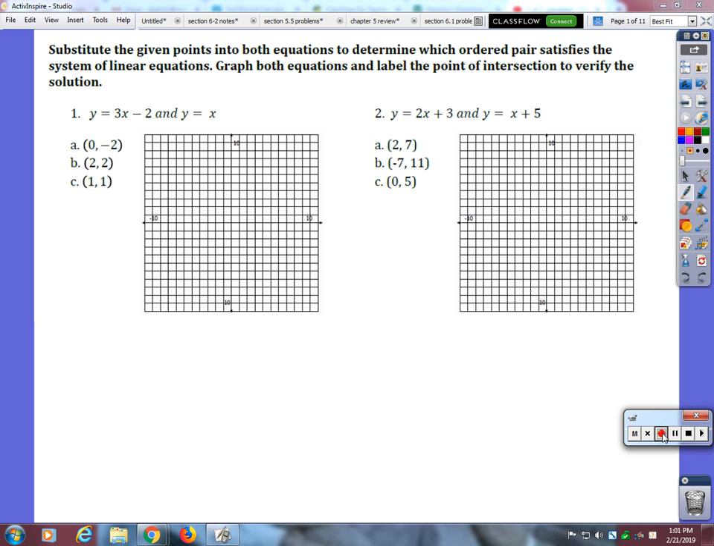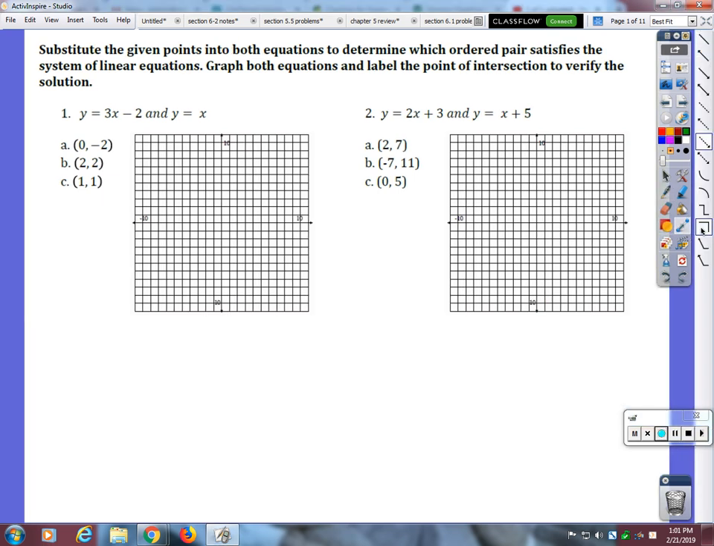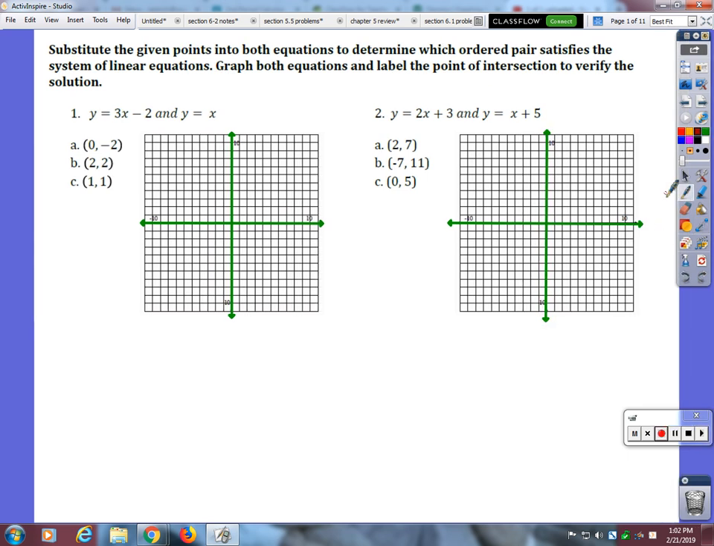Here we go. Substitute the given points into both equations to determine which ordered pair satisfies the system of linear equations. So what we're doing now is we're upgrading from just one boring equation to two. Why stop at one when you can have two? Double the fun, right? So the first thing that they want us to do is just look at the points that they've given us and figure out which one of these points works for both of the equations.